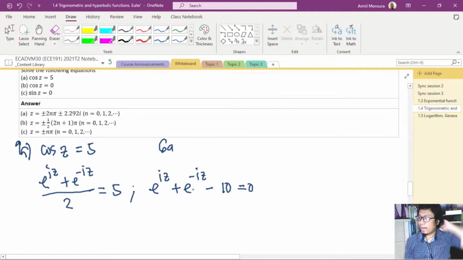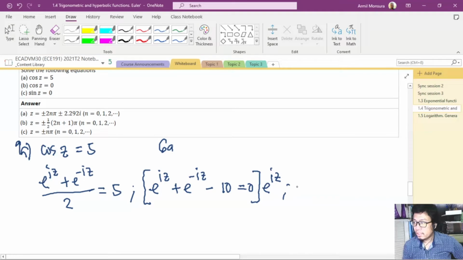Now, let us multiply the resulting equation by e raised to iz, which would yield the equation with e raised to iz times e raised to iz. Basically, you're multiplying the same number, and multiplying a number with itself squares it. So the product e raised to iz times e raised to iz is e raised to 2iz, or basically e raised to iz squared, and then using the property of exponents, we can rewrite this into this.